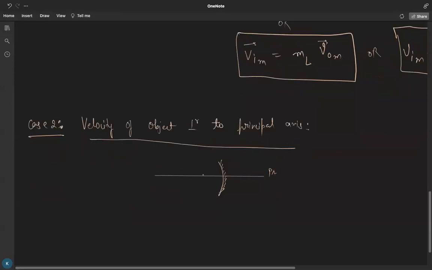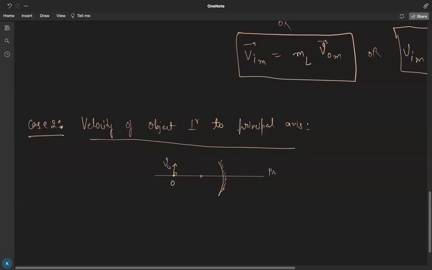So this is our principal axis, and I'm assuming that if this is our object, the object is moving, or has a velocity, in the direction perpendicular to the principal axis. So this is the object, and this has a velocity of the object.